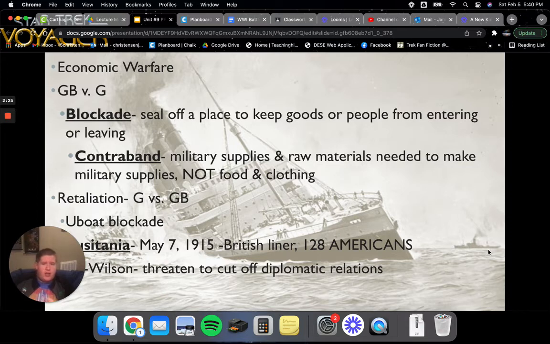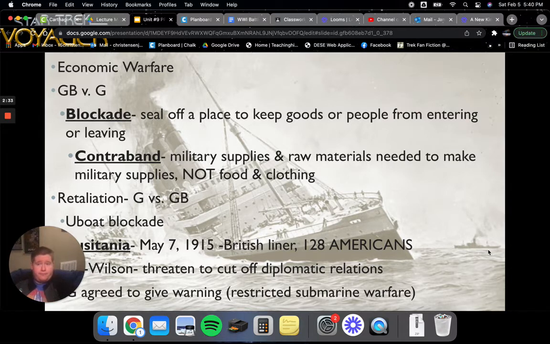Lusitania was one of the biggest things that motivated us to join the war, simply because this was the first loss of American life in World War I. Now, Germany agreed to give a warning and restrict submarine warfare in future to make sure American ships weren't targeted, but they weren't going to hold on to that.